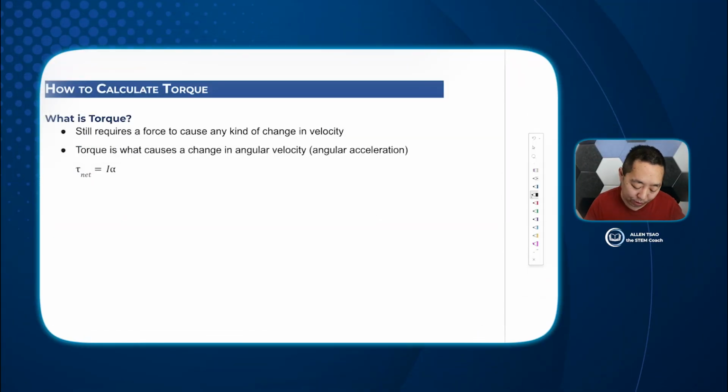So after we did kinematics, we did forces and dynamics. And now we're going to talk about a similar thing, dynamics when it comes to rotating. In linear motion, forces cause the change in velocity, which causes an acceleration. And so something has to cause an angular acceleration, and the thing we call it is torque. So it still requires a force. Torque is what causes a change in the angular velocity.